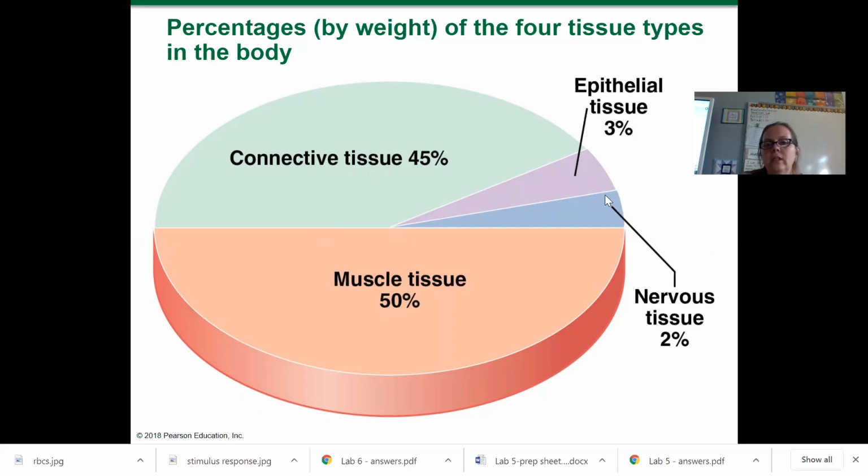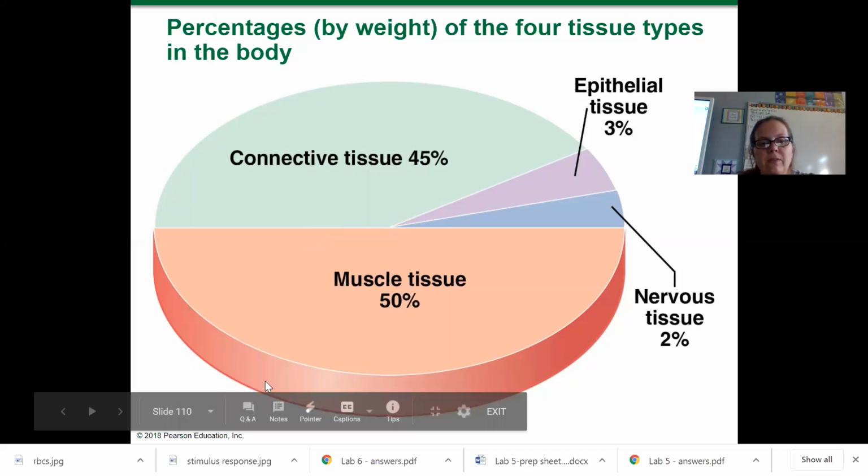So at this point, you're going to pause. You're going to make sure that all of your connective tissue is filled out. And we're going to move into muscle and nervous, which is a much smaller group. And I know I am well over my 20 minutes, but I promise it won't be much more.